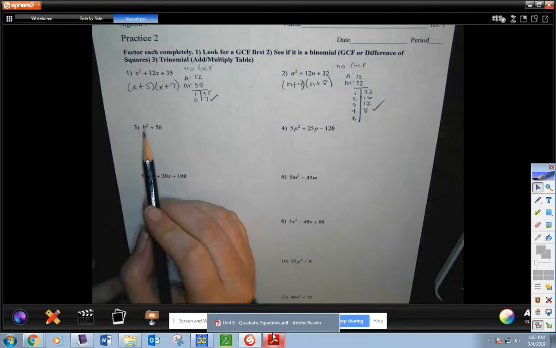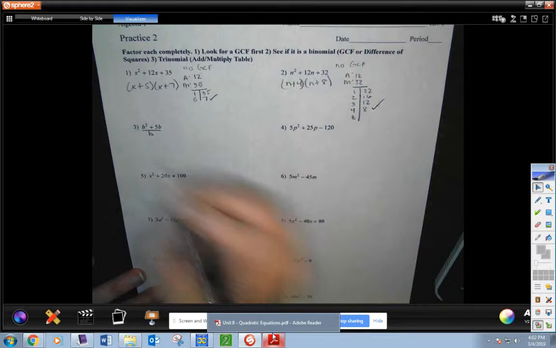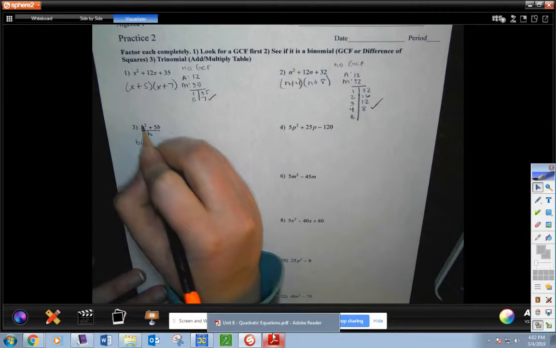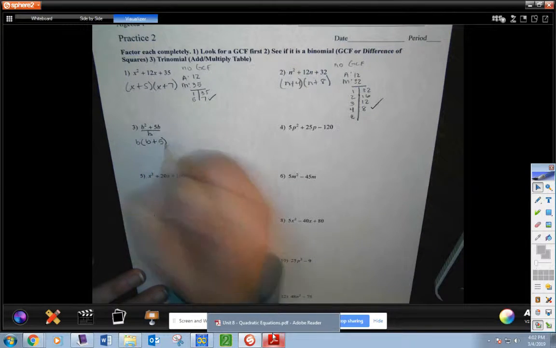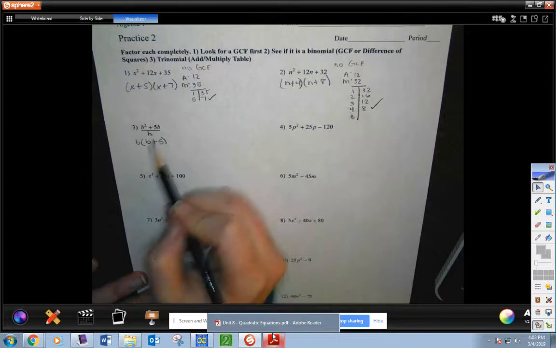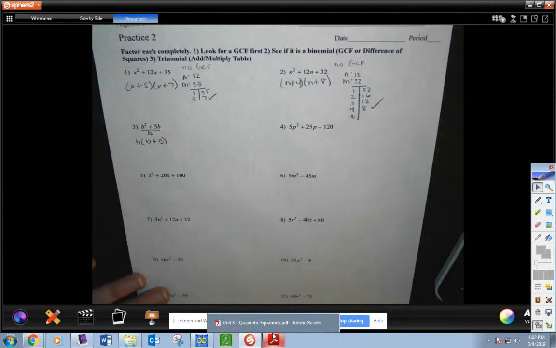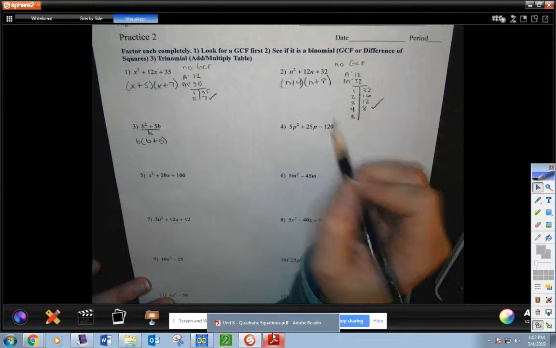Okay, for example 3, first thing I do is look for a GCF. Well, they both have a letter, so I know I can take a letter out. Okay, once I take that letter out, b squared divided by b is b, and 5b divided by b is 5. Okay, now I check to see if it's a difference of squares. Since this is not a difference, that's my final answer. All it was was GCF.